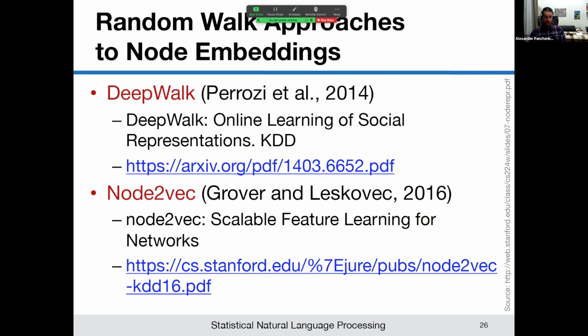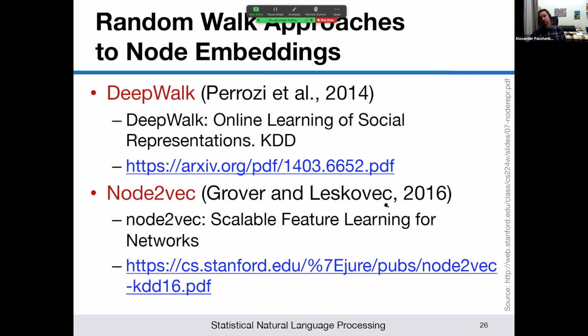We will start our discussion with two approaches. DeepWalk, one of the early popular approaches, was proposed shortly after Word2Vec. So Word2Vec was proposed in 2013, and DeepWalk was proposed in 2014. And then another approach, which is very similar to DeepWalk, called Node2Vec.